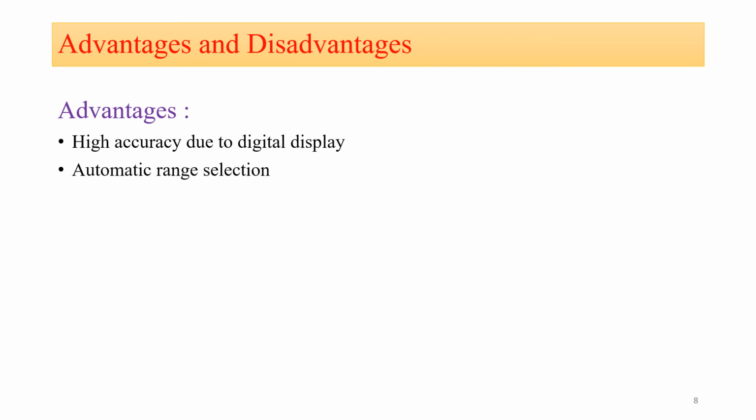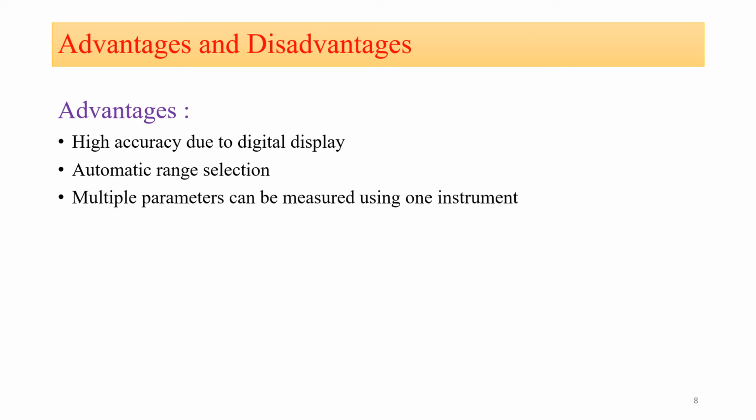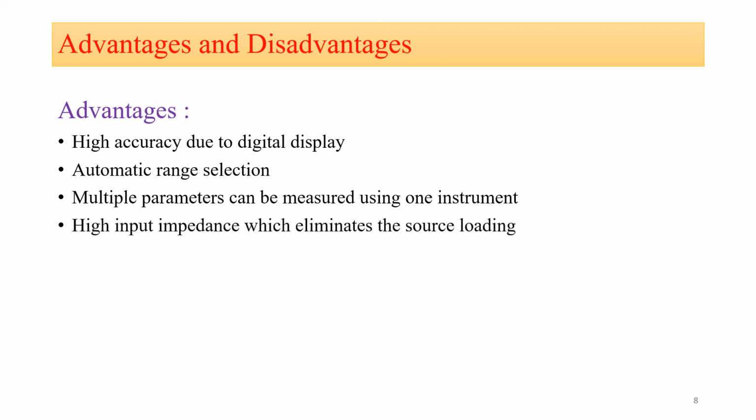Now, which are the different advantages and disadvantages of digital multimeter? First of all, the advantages. Now, the high accuracy due to digital display, then the automatic range selection, then the multiple parameters can be measured using one instrument, then the high input impedance which eliminates the source loading. These are the various advantages of the digital multimeter.